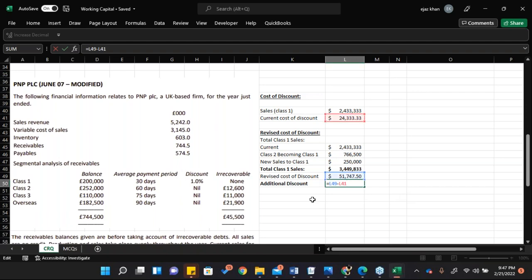Okay, now let's talk about the finance cost, the impact of this policy on the finance cost.